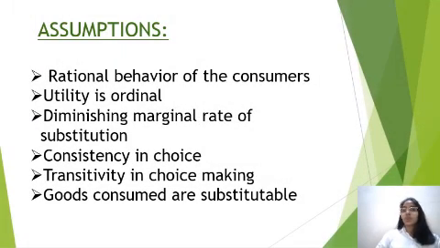assumptions. So here are the assumptions. The first one is rational behavior of the consumer. The second one is that utility is ordinal. The next ones are diminishing marginal rate of substitution, consistency in choice, transitivity in choice, and goods consumed being substitutable.